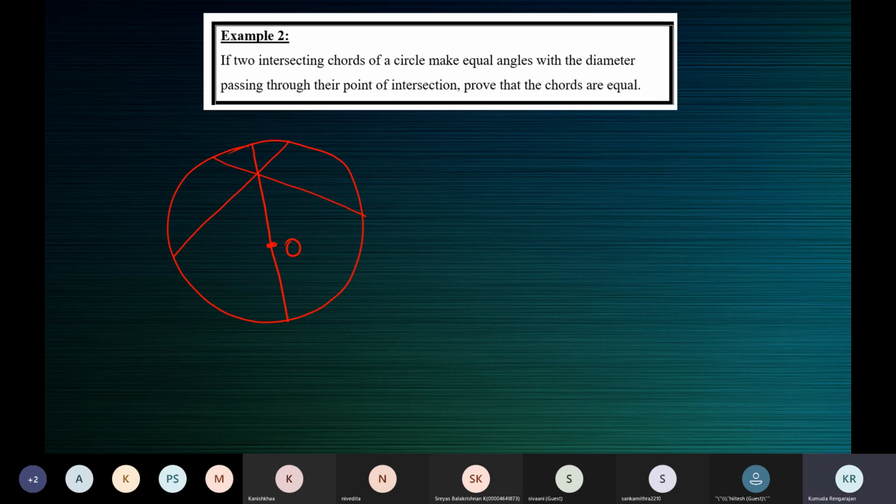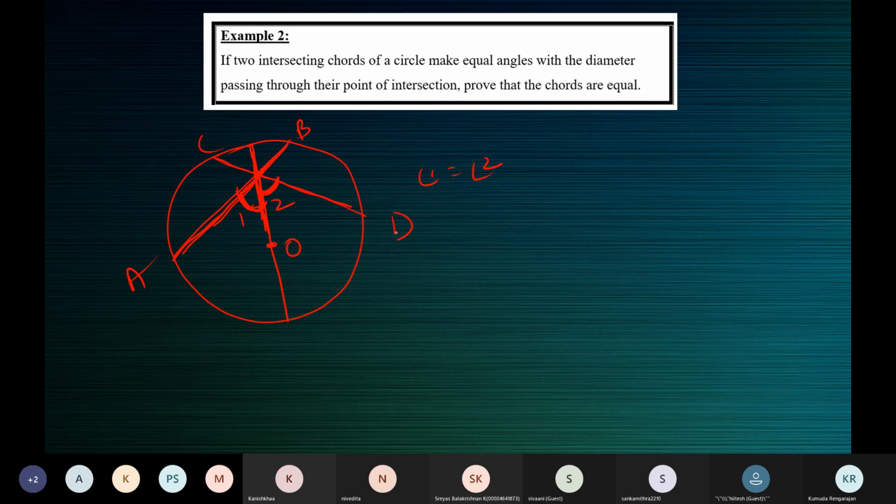It's given that the two chords make equal angles with this diameter. This is one of the chords, and this is the diameter. This is the angle between the diameter and one chord. This is the other chord, and this is the angle between the diameter and the other chord. If these two angles are equal, if angle 1 is equal to angle 2, you must prove that the chords are equal in length. You must prove that AB is equal to CD.